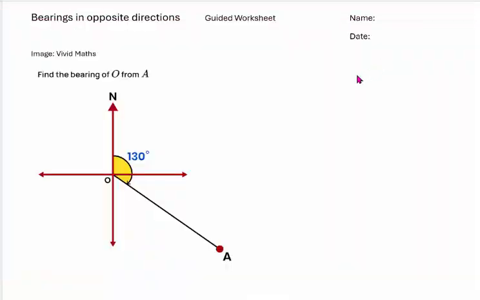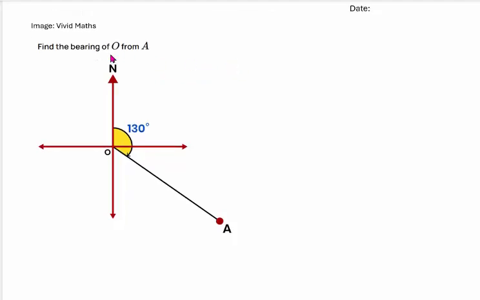Hello again, mathematicians. We're continuing on with bearings, but this time we're going in the opposite direction. This is our guided worksheet you can get from the folder. So I'm looking at this bearing, and without reading the question, you can see that it's got 130 degrees. Now, this question says find the bearing of O from A. So the key word is from A, which changes the whole dynamics.